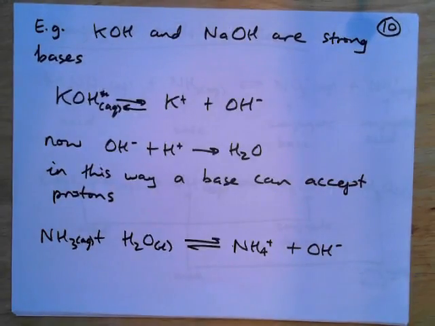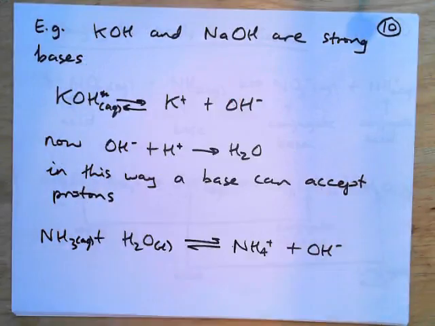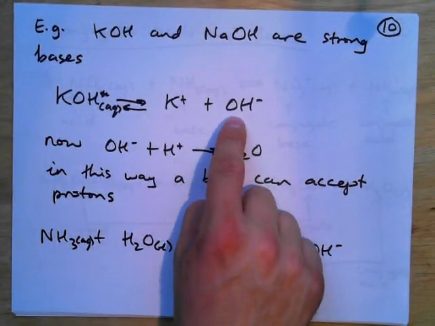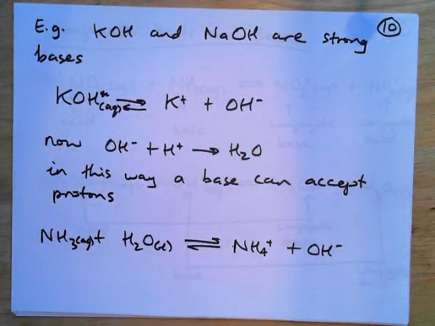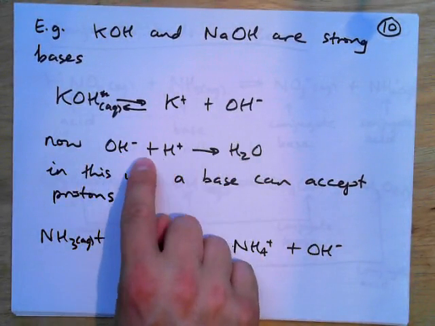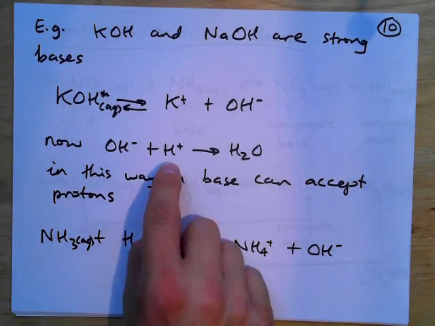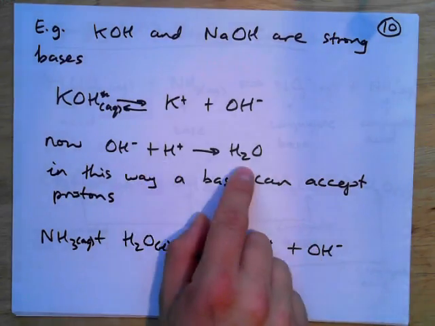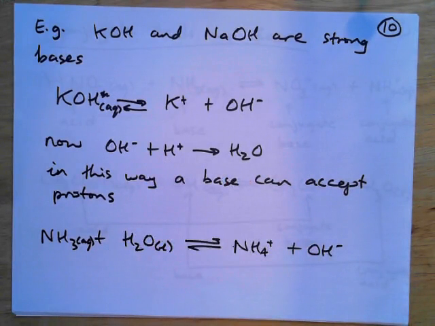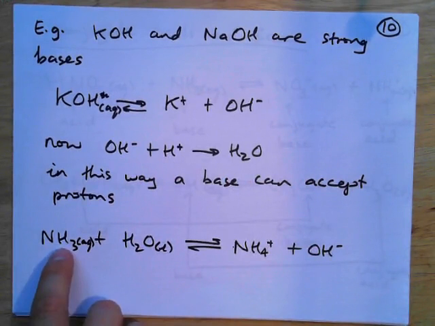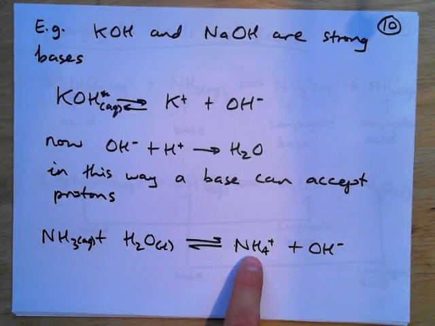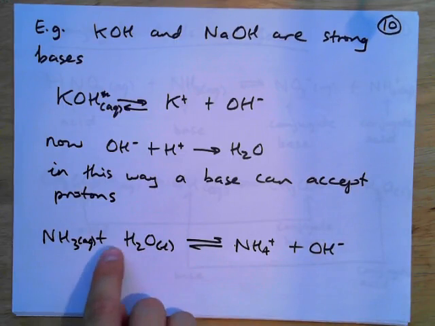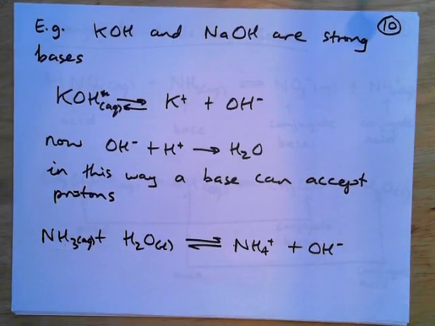Some strong bases are potassium hydroxide and sodium hydroxide. The hydroxide can be released from potassium hydroxide, and that hydroxide can then interact with an H plus and accept it. So that's why it's a proton acceptor, to give you water. Another base here would be ammonia. Ammonia can interact with water to give ammonium, which is NH4 plus, and your OH minus. So this is an example where ammonia is accepting a proton.